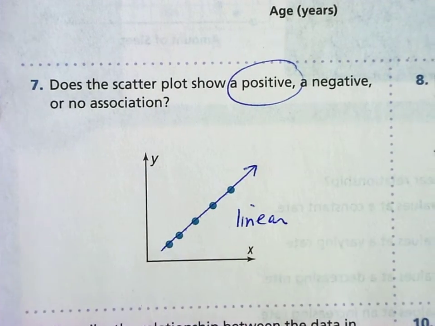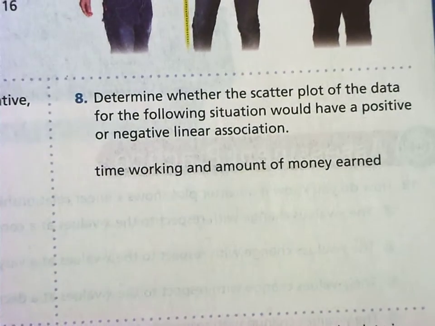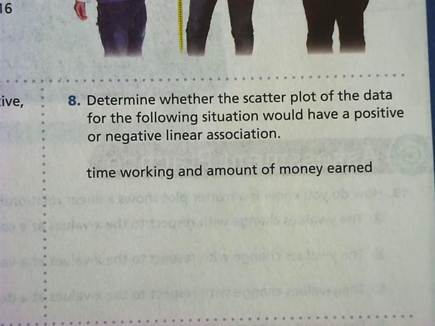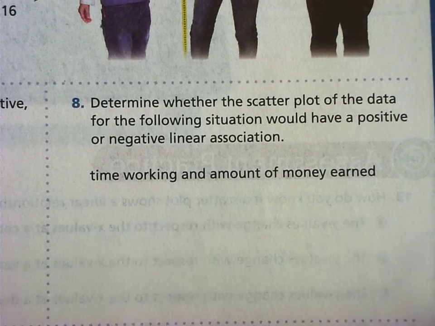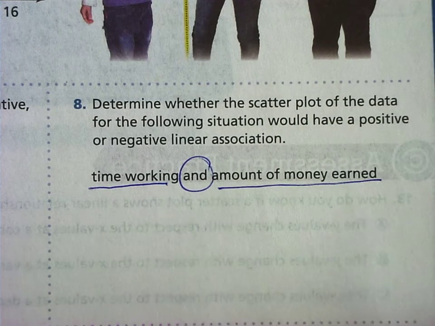This data is forming a straight line. Okay, so how about this one? Determine whether a scatter plot of the data for the following situation would have a positive or negative linear association. So would this be positive or negative? The time you spend working compared to the amount of money you earn.